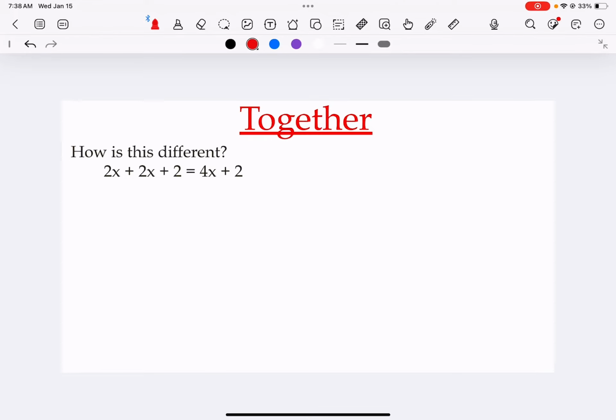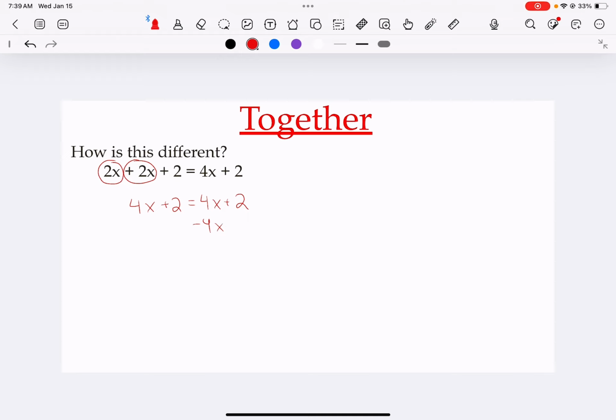This lesson is going to be on solving special equations. Look at this problem. This problem isn't much different from the other problems that we've solved so far. We're going to see a difference once we start solving it. So I'm going to start by combining my like terms. 2x plus 2x gives me 4x, plus 2 comes down, equals 4x plus 2.